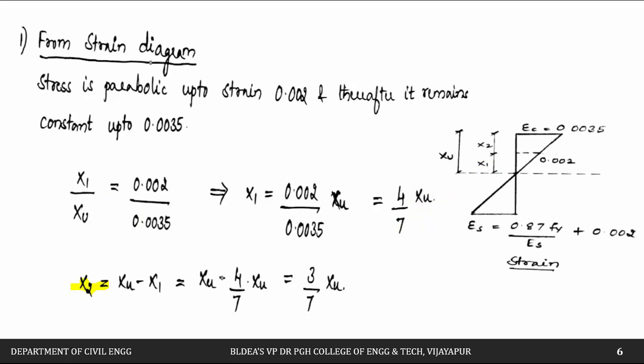Next we'll try to calculate this x2. This x2 will be nothing but the total depth xu minus x1; if you subtract, the remaining will be x2, that is xu minus x1. x1 we have just calculated, 4 divided by 7 of xu, so x2 is xu minus 4 by 7 of xu. If you simplify, you will get 3 by 7 of xu. So the x2 distance will be 3 by 7 of xu, and x1 will be 4 divided by 7 of xu.